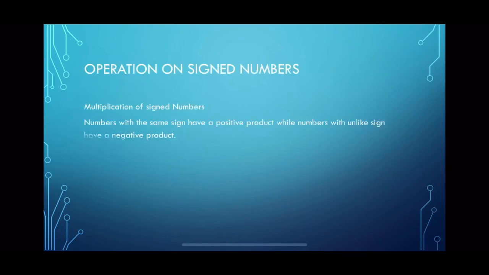Multiplication of signed numbers. Numbers with the same sign have a positive product, while numbers with unlike signs have a negative product. For case 1, A multiplied by B is equal to C. And case 2, A multiplied by negative B is equal to negative C. And for case 3, we have negative A multiplied by B is equal to negative C. And for case 4, we have negative A multiplied by negative B is equal to positive C.